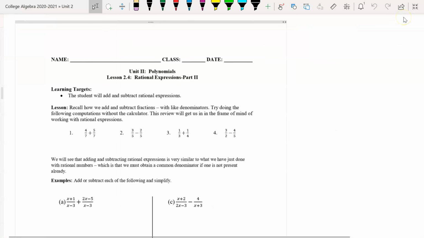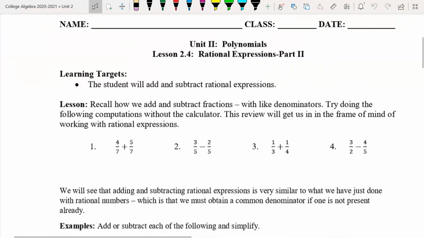Alright, so today we're doing 2.4 rational expressions part 2. Hopefully part 1 was pretty easy for you. We multiply and divide and talk about domain. Recall how we add and subtract fractions with like denominators. That's what we're going to talk about today. We're going to apply that to rational expressions.